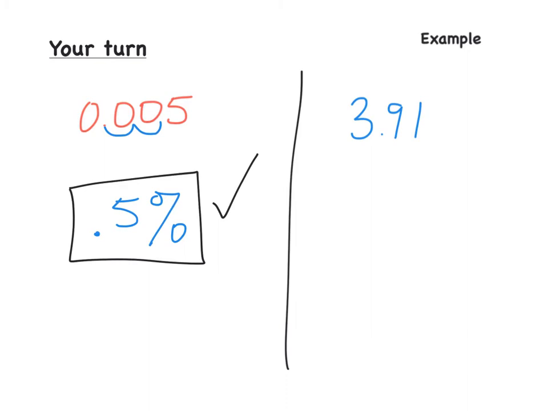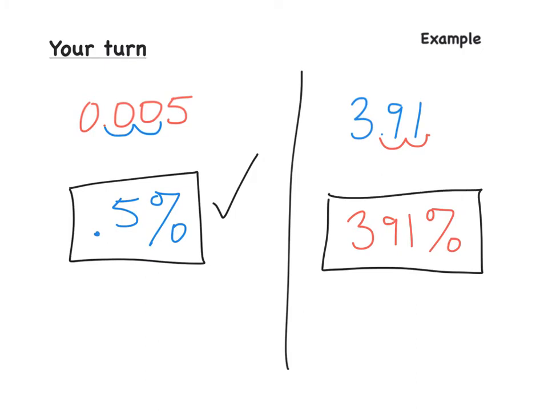Now let's look at this next one. We have 3 and 91 hundredths. All we would have to do is move the decimal point 2 places to the right, which is 391. Add the percent sign. So 3 and 91 hundredths written as a percent is 391%.